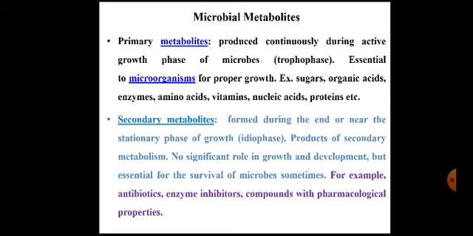So these products of secondary metabolism don't have any significant role in growth and development, but mind well, since these metabolites are produced, they are required somewhere. They are not required for growth and multiplication, but they are required for the survival of that organism in a particular environment. For example, antibiotics. Antibiotics are produced by the organism in order to inhibit the growth of neighboring organisms, and it is very essential for its survival in the existing environment. Then enzyme inhibitors, and compounds with pharmacological properties are different examples of secondary metabolites.